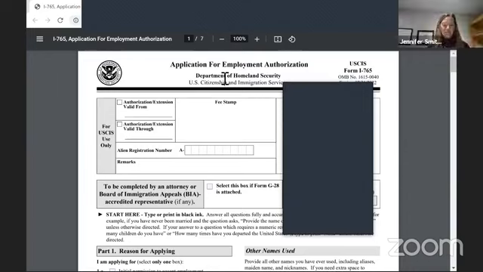Okay. So that first form that we just went over is the application for DACA. The second form is the application for the work permit.